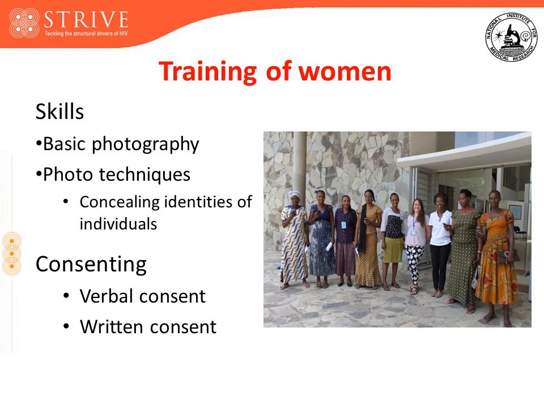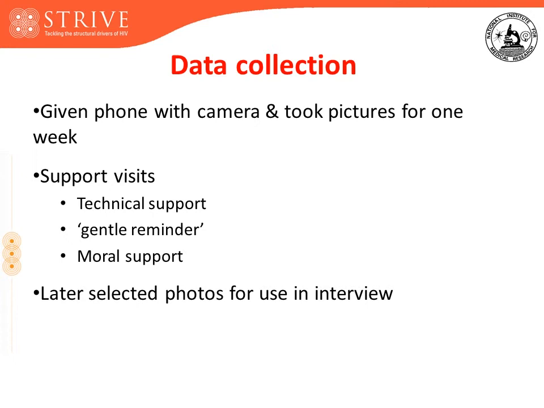Here you can see a picture of the women who participated in the training, holding the phone cameras. So they were also trained on basic photography skills, photo techniques, and consenting. After the training, they were given a camera for a week. They went back with it home. It's just phone cameras in this context. And then they also received support visits. And at the end, the researchers visited them at their home, reviewed the pictures, and selected the ones that they wanted to use for the interviews.